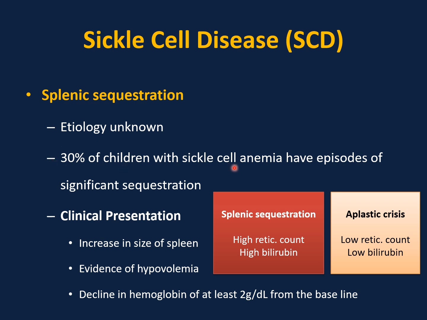30% of children with sickle cell anemia have episodes of significant sequestration. They present with increase in size of spleen, evidence of hypovolemia. So large spleen or enlarging spleen, hypovolemia, decline in the hemoglobin.